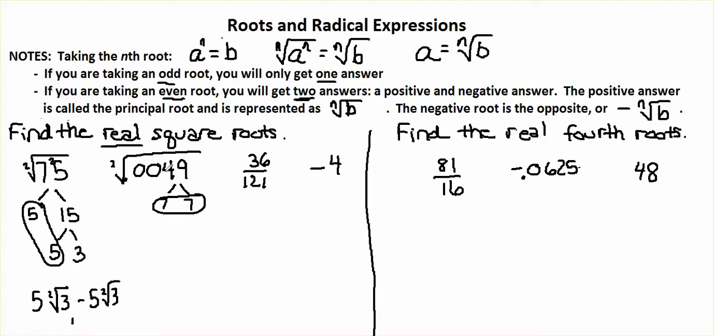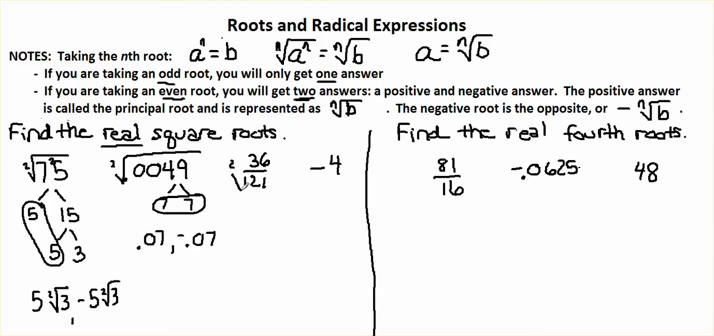Here this has 4 decimal places. Since we're taking a square root and we're only going to have 2 numbers being multiplied in order to get this number, we're going to have 2 decimal places in each number. So the square root of 0.0049 is going to be half the decimal places, 0.07. And since it is an even root, it's also going to be negative 0.07.